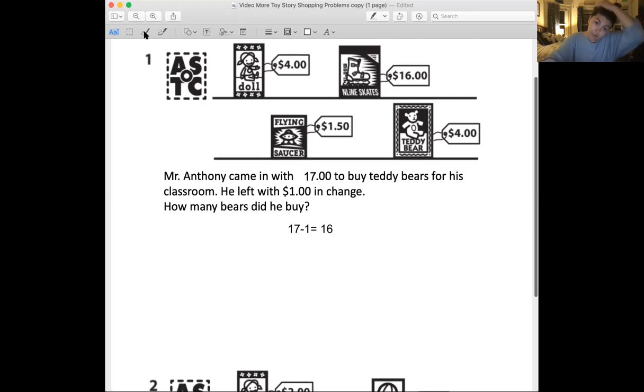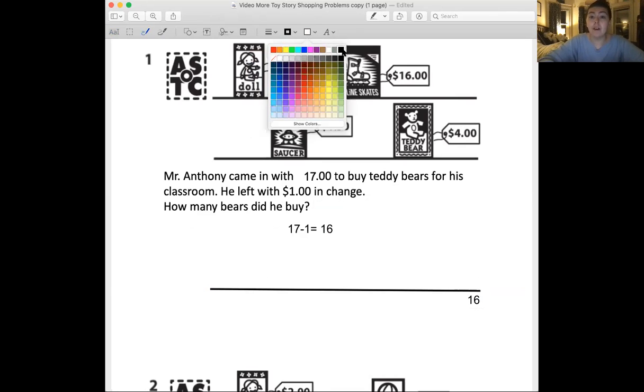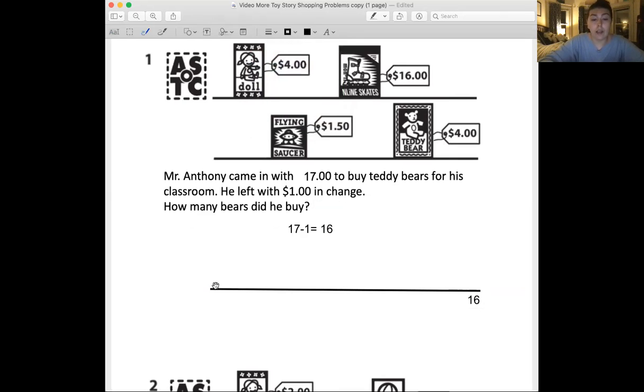So now what I want to do is figure out how many bears he bought for his $16. So I am going to draw myself a number line here. And I know that I want to get to the number 16 because he spent $16. And I'm going to have to count by 4s because each bear is $4. So I'm going to make jumps of 4 up until I can get to 16. So I'm going to start at 0.